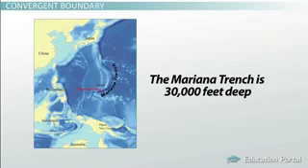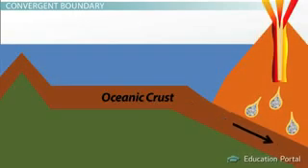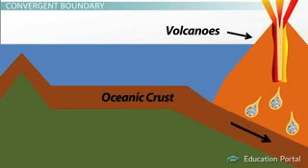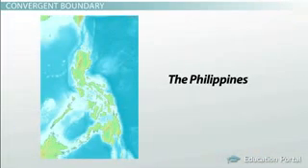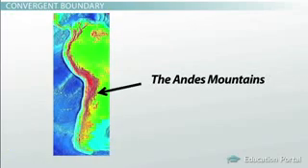That's deep. As one plate is forced under the other one, it begins to melt and a line of volcanoes forms in a parallel line to the trench. If the other plate is oceanic crust, the line of volcanoes will become islands like the Philippines. And if it is continental crust, then it will become a line of volcanic mountains, like the Cascade Range in the western U.S. or the Andes Mountains in South America.